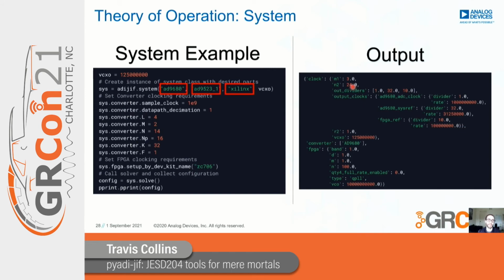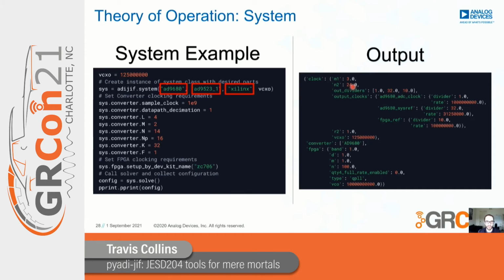Then the second perspective is from the system level, where on the left here, we use this system class, and we're providing it the converter name, which in this case is the 9680. We're providing the clock chip name, same as before, the 9523, and then some FPGA family. And then we can further expand upon the specification where we're inputting all these letters, M, L, N prime, K, F, which are all related to the JESD parameters. And then we're adding an FPGA kit.